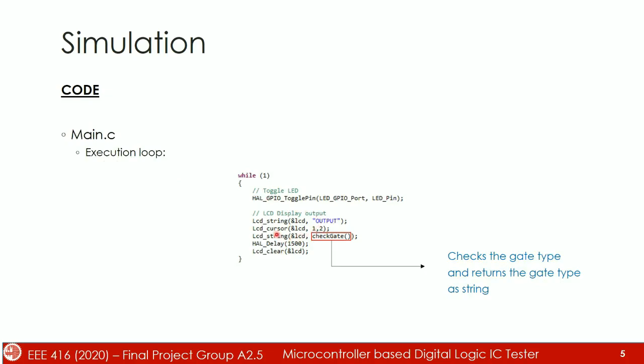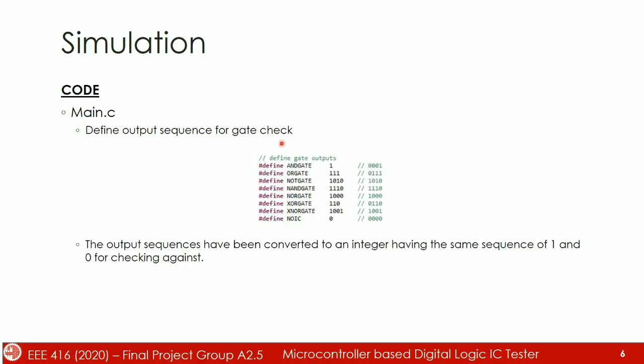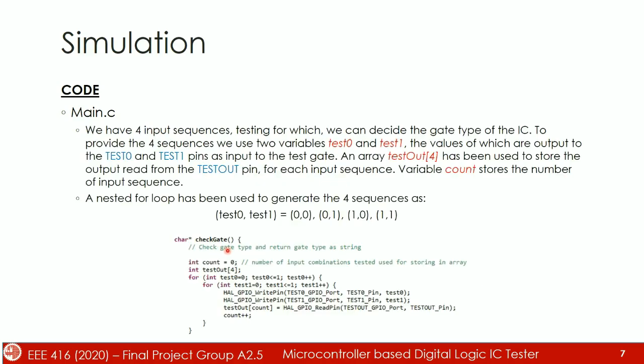Now this is our main execution loop, which continuously checks the gate using the check gate function, which returns a string giving the name of the gate type. In order to check the type of the gate, we have defined the output sequences for the given input sequences of different gates. In the check gate function, we give 4 input sequences using the variables test 0 and test 1. Test 0 and test 1 values are written into the test 0 and test 1 pins respectively using the write pin functions. Finally, the output of the test gate is taken into the test out array using the read pin function from the test out pin.